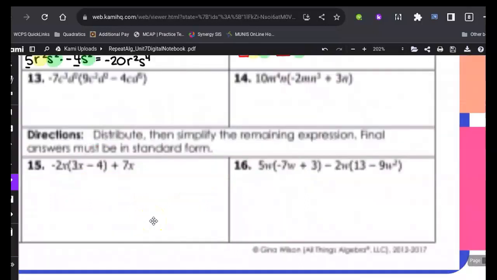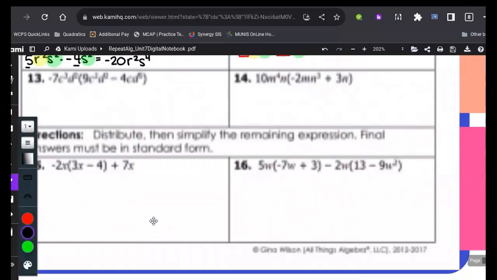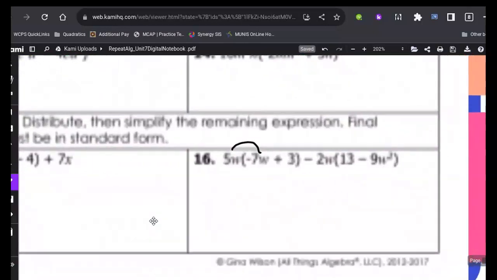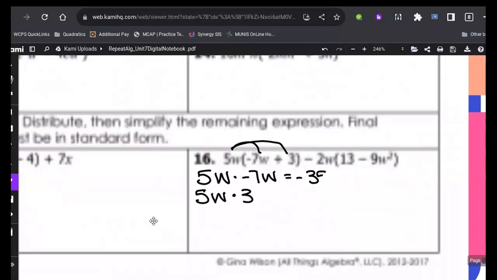All right, last example, and then I'll go back to any ones that we missed. So let's look at number 16. So first distribute, and then we're going to simplify the expression. So notice that we're going to be distributing two things, and then we're going to combine like terms at the end. So we'll start by doing 5w times negative 7w. And then we'll do 5w times 3. So that gives me negative 35w to the second power, and this gives me 15w.